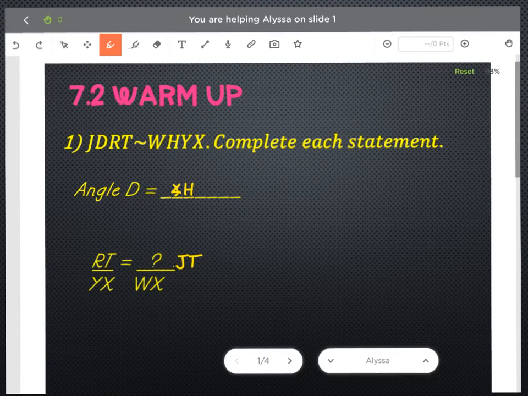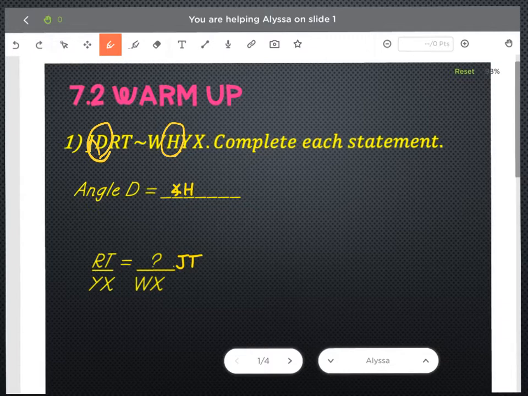Okay, so this one says JDRT is similar to WHYX. Remember, the order of the letters is important. If I'm singling out angle D, that's the second letter in the order, then I want to match it with the second letter in the order of the second one, which would be angle H. You could either write out the word angle or put the little symbol for angle, but you can't just put H. You need one of those things.